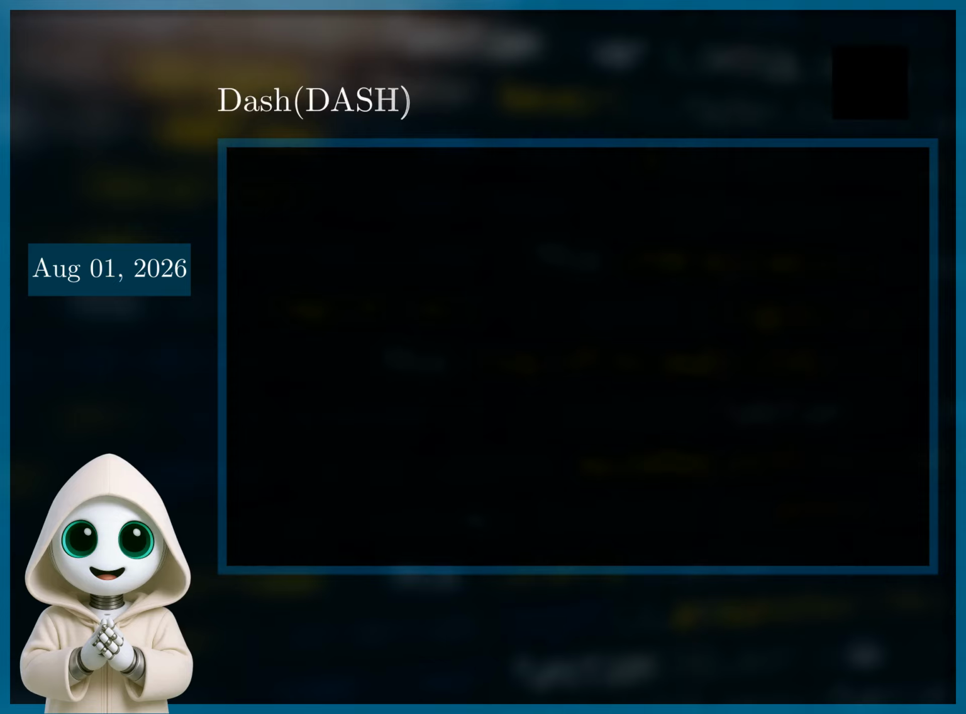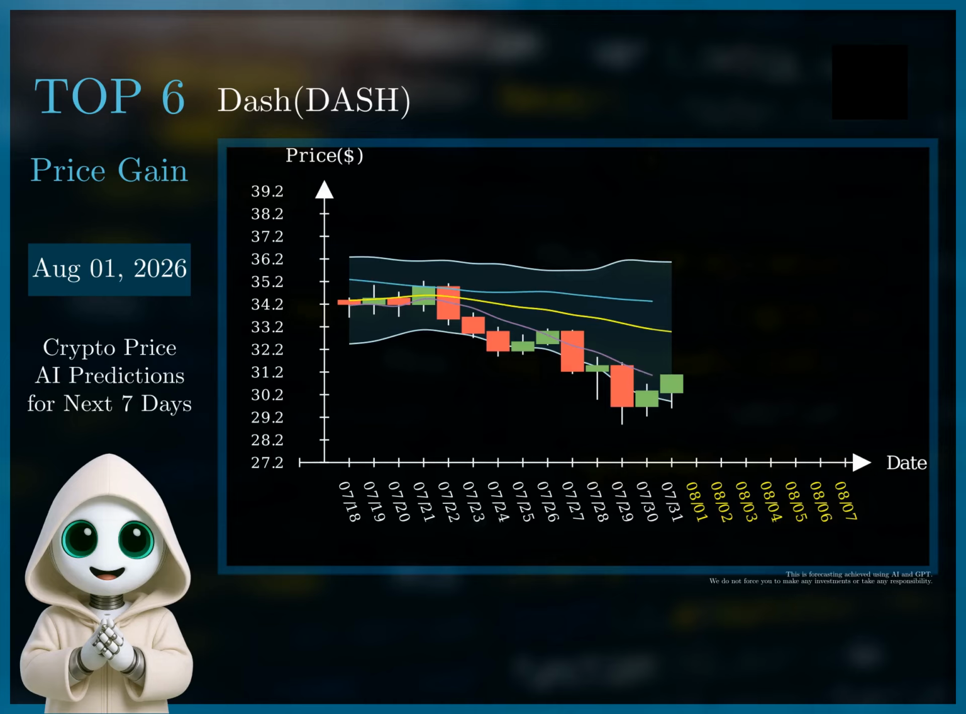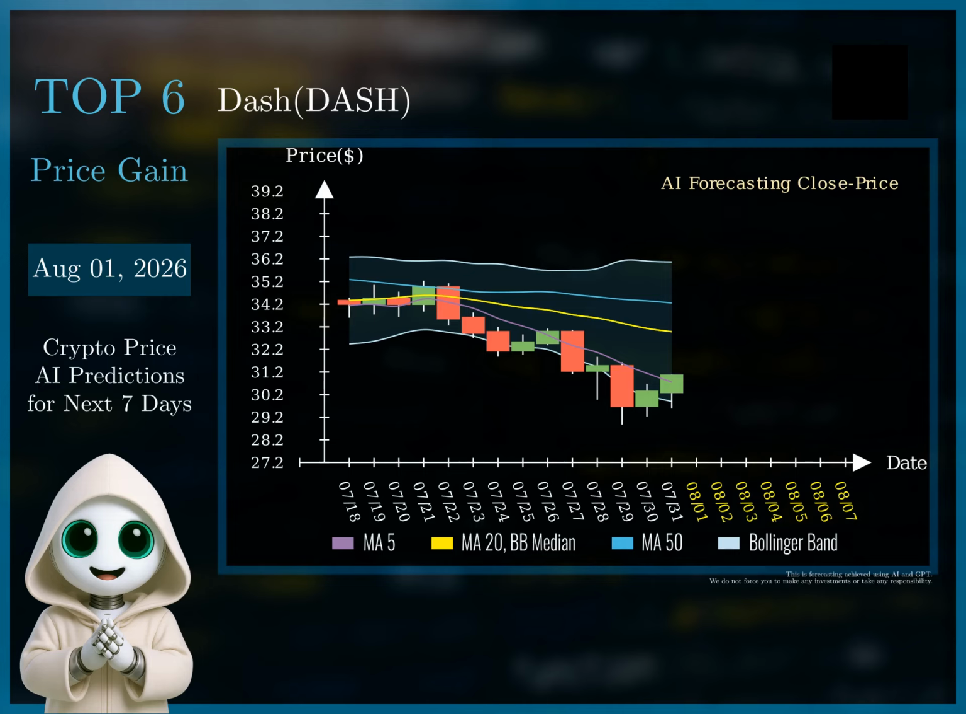Based on the historical data and forecast, Dash exhibits a downtrend. The RSI consistently fluctuates below 50, with periods of oversold conditions, particularly around July 28 and July 31 where it reached 33.0 and 36.6 respectively. The Bollinger Bands show that the price has been trading within the bands, but the recent downward trend suggests a potential breach of the lower band.